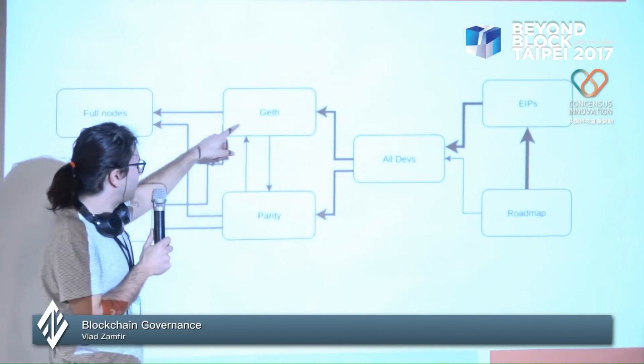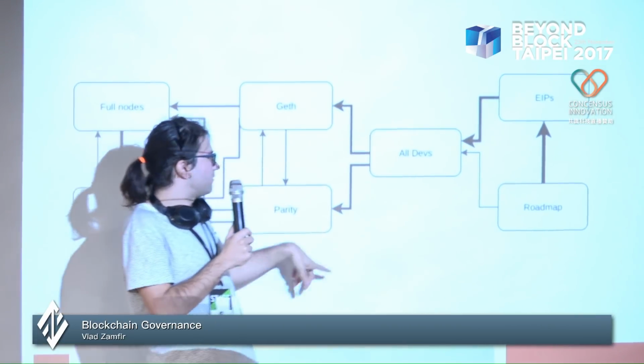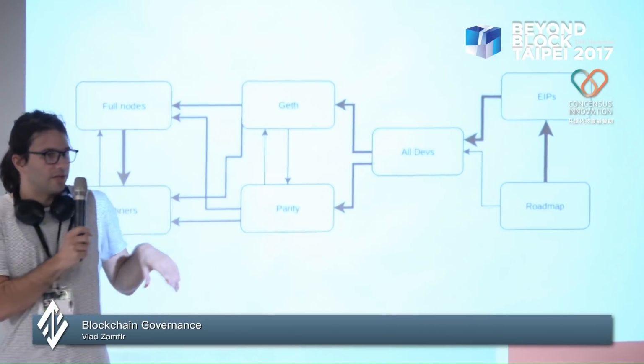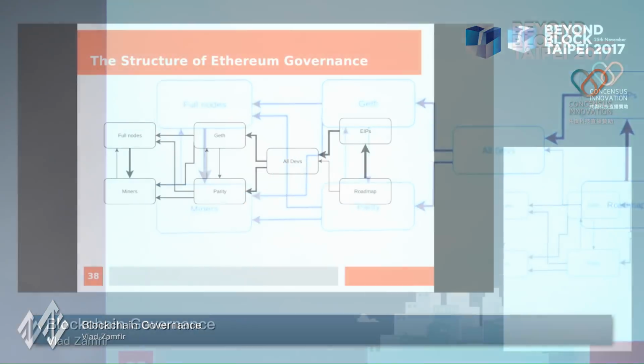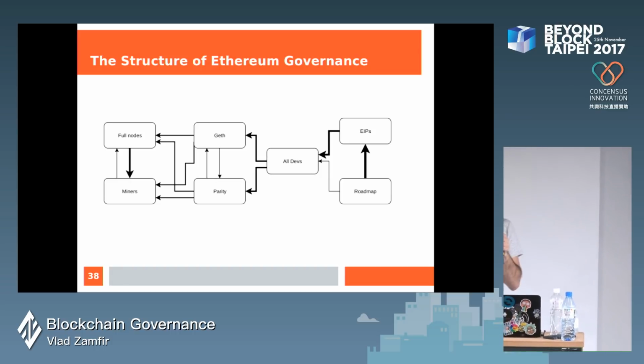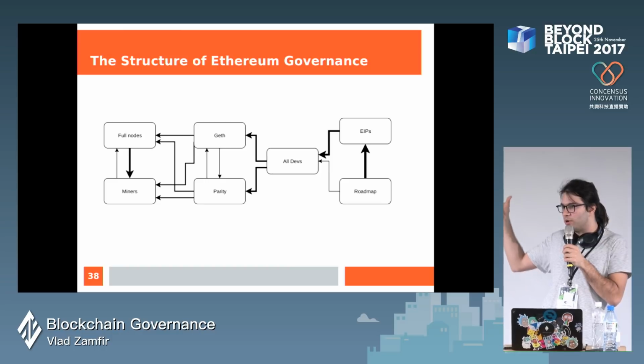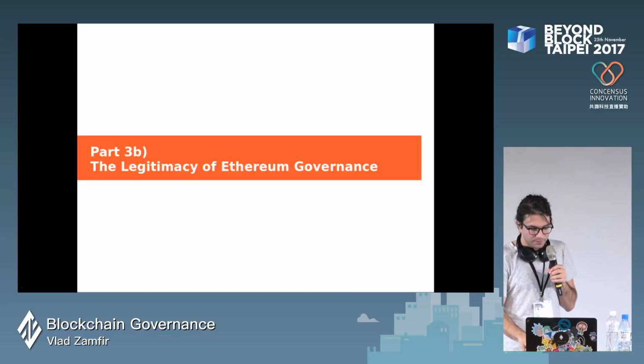And actually, the Geth and Parity teams talk to each other, and the discussions between the teams also feed into the things that happen in All Core Devs. So this is a rough description of the different parts of the Ethereum governance process and how they link together to produce decisions about what software runs on what nodes.